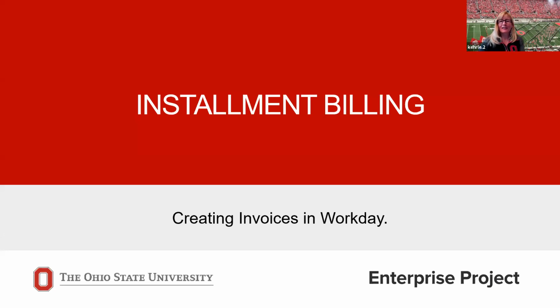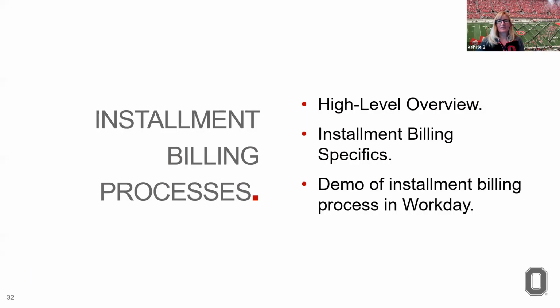Our final type of billing we will review today is called installment billing. We will review this process and show you an invoice within Workday. In PeopleSoft, we would call this type scheduled billing or prepaid billing. So in Workday, the name changes to installment billing.